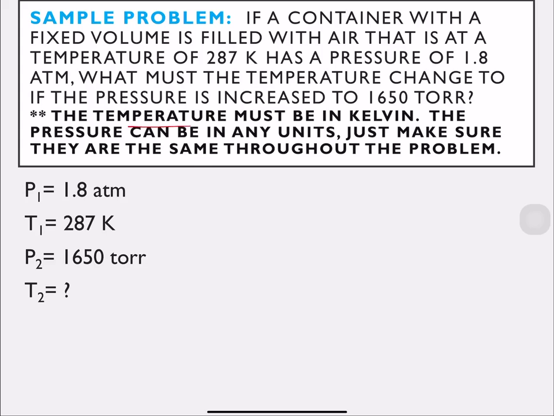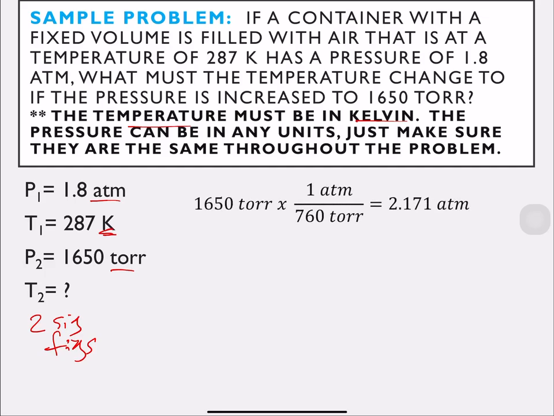Well, we've got one good thing, one bad thing. The good thing is our temperature is in Kelvin, so we don't need to do a unit conversion there, but our pressure has to be in the same units, and it's not. It doesn't matter what we convert it to. We can convert it to atm or torr. Also notice that our pressure of 1.8 atm is 2 sig figs, and because that's the least out of all of them, our final answer will be 2 sig figs.